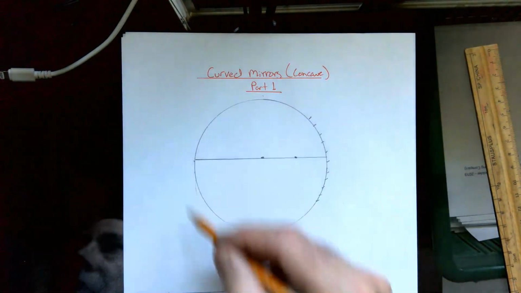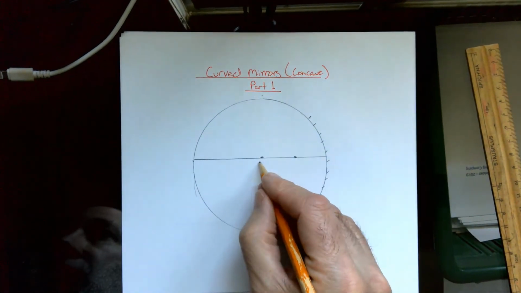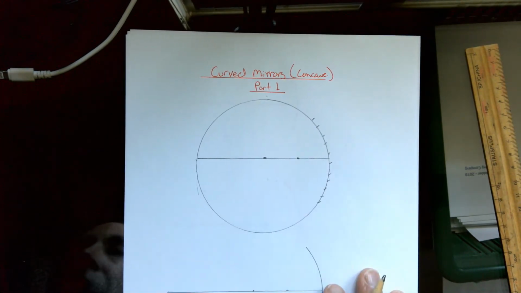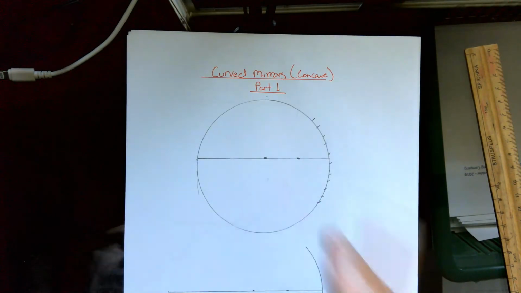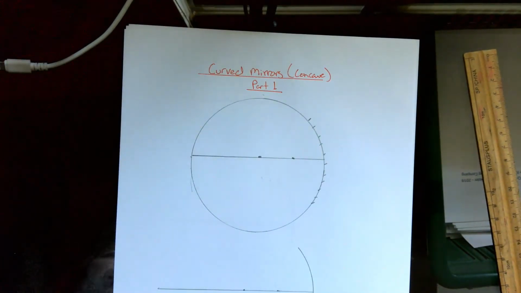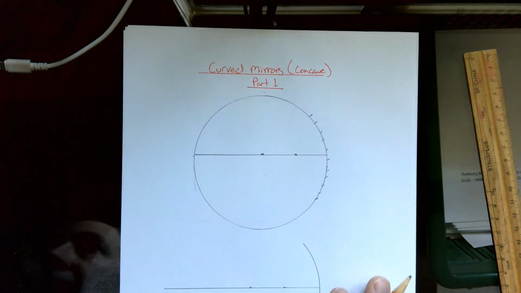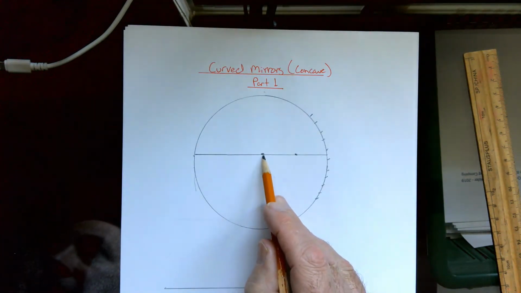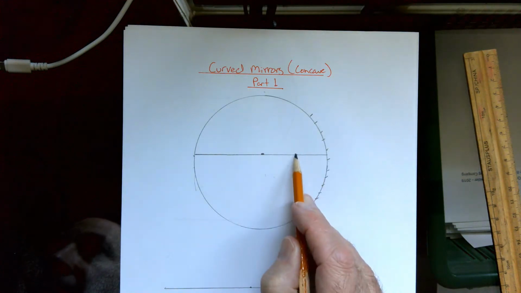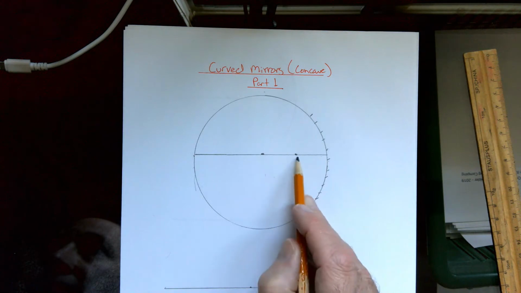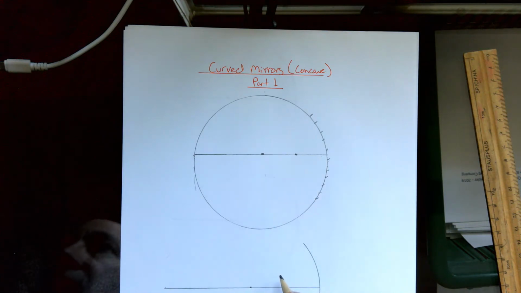Now, if we took this circle and we found the center, this would be called the center of curvature right here. If we took the distance from the center of curvature to the mirror and we halved that, that's the focal point. So if it's 5 centimeters from here to here, it's 2.5 centimeters to here, that's the focal point.